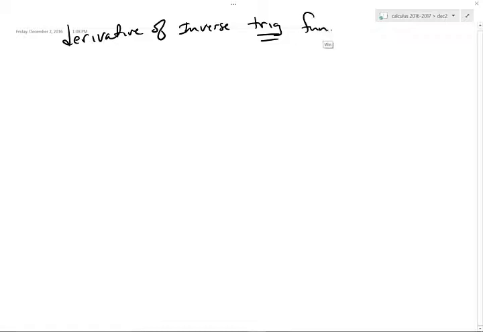Let's talk about derivatives of inverse functions, inverse trig functions primarily. It's not to say we can't do some other ones too, but let's just stick with the trig functions today. Okay. So, what if we had this? You have the derivative of the arc sine of x.